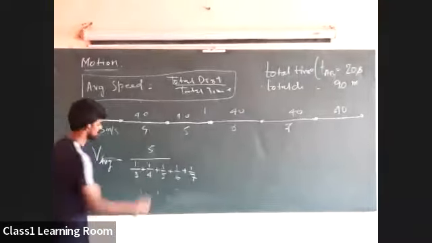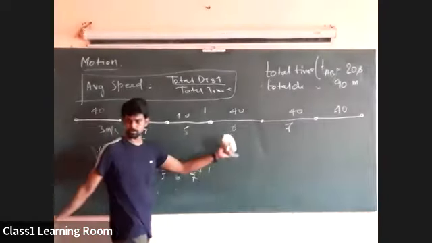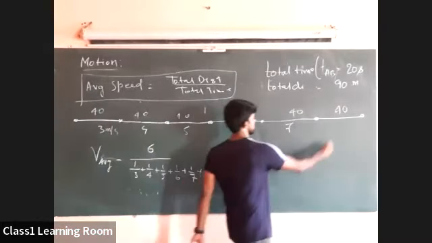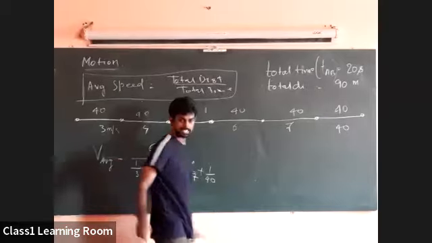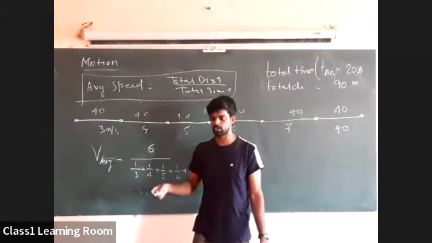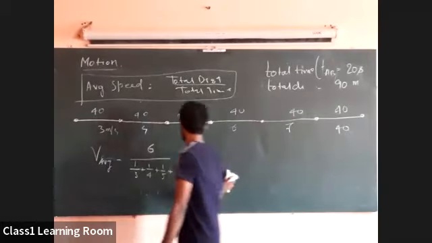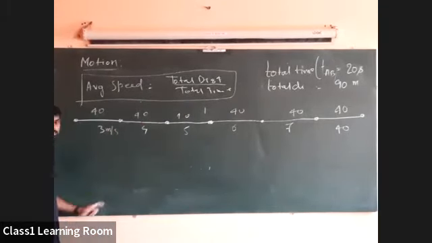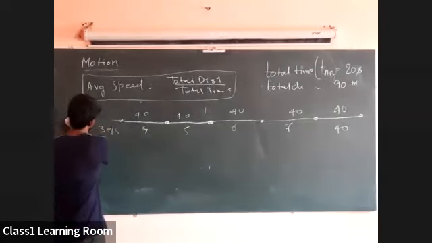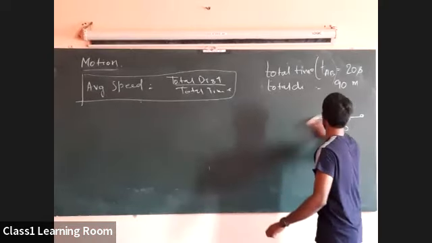What will be this? Whatever the speed is, like if I give 40, this is one, that's what we were getting, no? So this is your average speed. Got it, everyone? So this is easy, right?